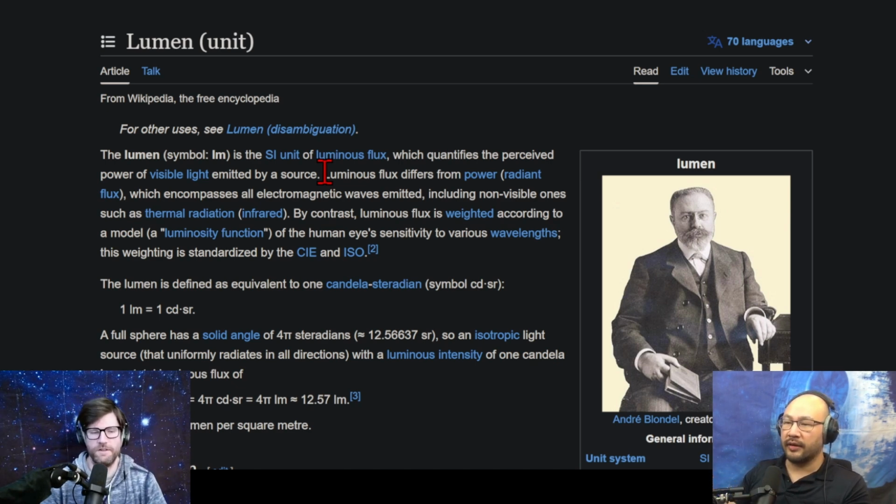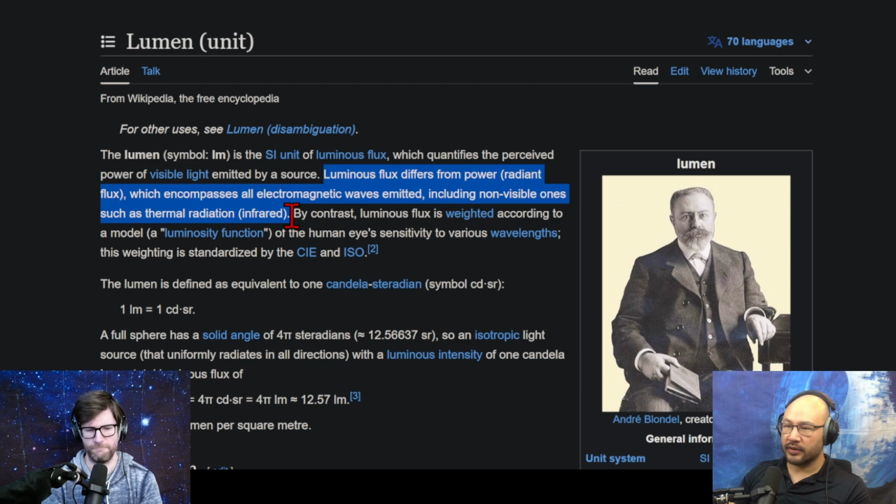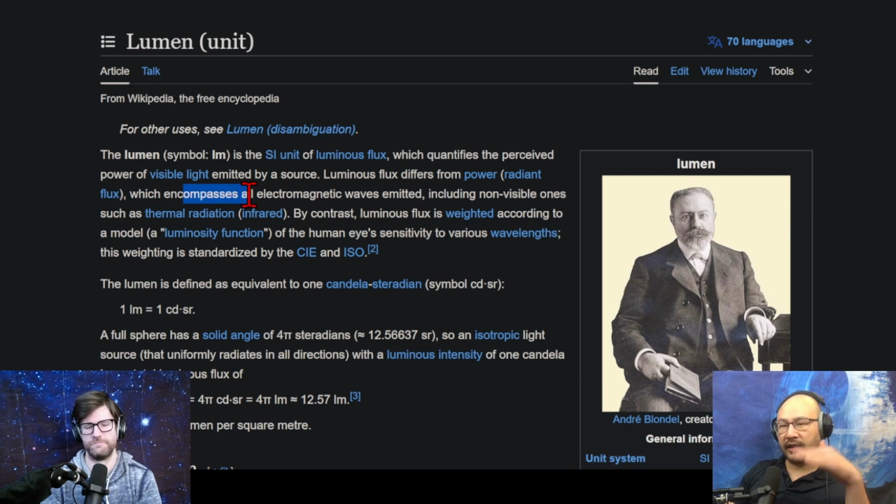Yeah. Okay, let's continue reading. Luminous flux differs from radiant flux, which encompasses all electromagnetic waves emitted, including non-visible ones such as thermal radiation, infrared. Okay. So power in general includes even wavelengths that you can't see. If you turn off the lights, but there's something hot, like a frying pan, and you have a thermal camera, you'll see it, but your eyes don't see it. And so luminous flux is the part of what you see.